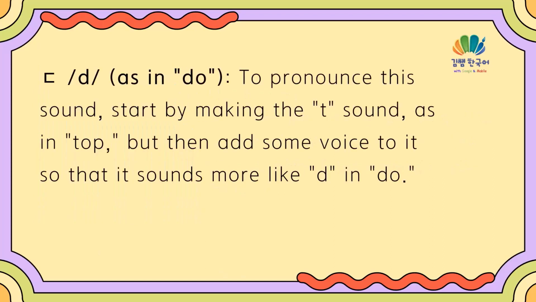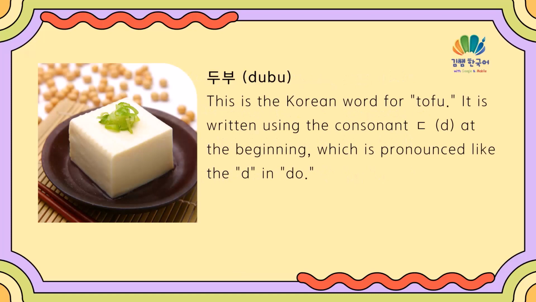In no, 디귿. D, as in do. To pronounce this sound, start by making the T sound, as in top, but then add some voice to it so that it sounds more like D. In do, 두부. This is the Korean word for tofu. It is written using the consonant 디귿, D, at the beginning, which is pronounced like the D.